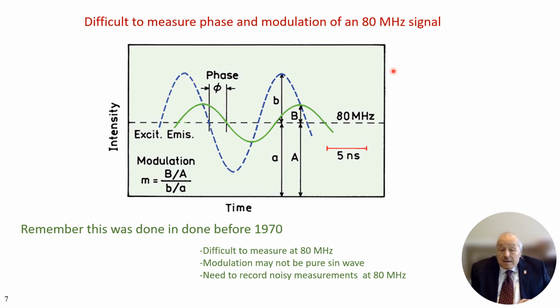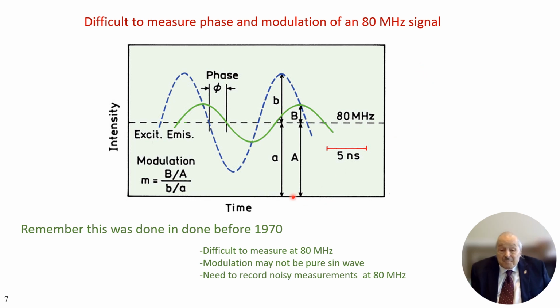Now, why have these measurements not been done until close to 1970? Well, it's difficult to measure the phase and the modulation of an 80 megahertz signal.